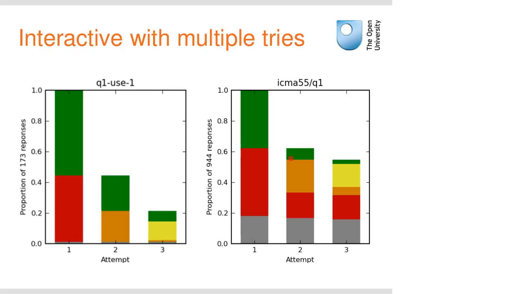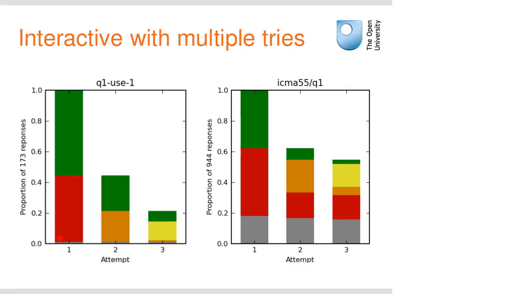These graphs take a while to get the feel for, so let me talk you through them. What's going on here? This is a question with 3 tries. Apologies that the axis label is attempt. There's actually 3 tries at the same question, and the graph on the left is what we would like to see. What you see here is that on the first try at this question, more than half of the people got it right, and the rest of them put in an answer and got it wrong.